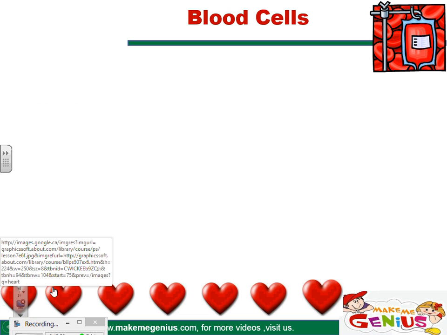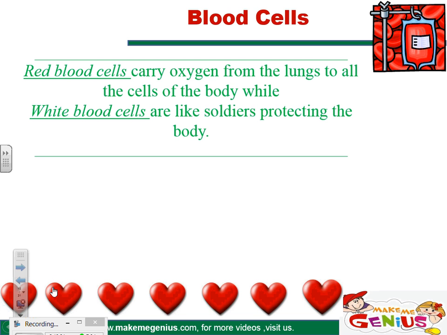Red blood cells, they carry oxygen from the lungs to the cells of the body. That's important. That's why we need to breathe in the oxygen. So once we breathe in the oxygen, it goes to our lungs. Our red blood cells work and they get that oxygen and they carry it throughout the body.